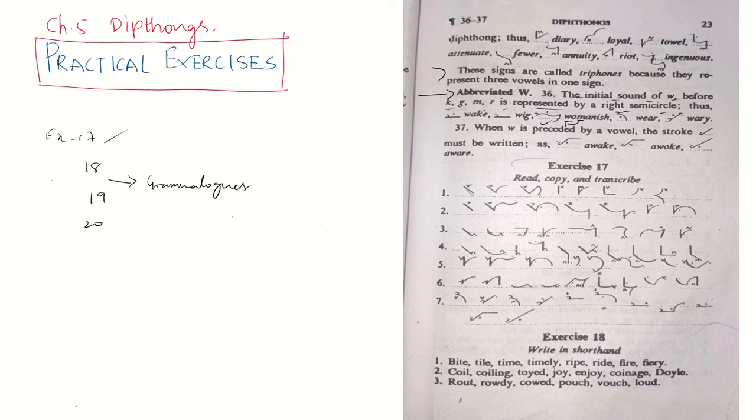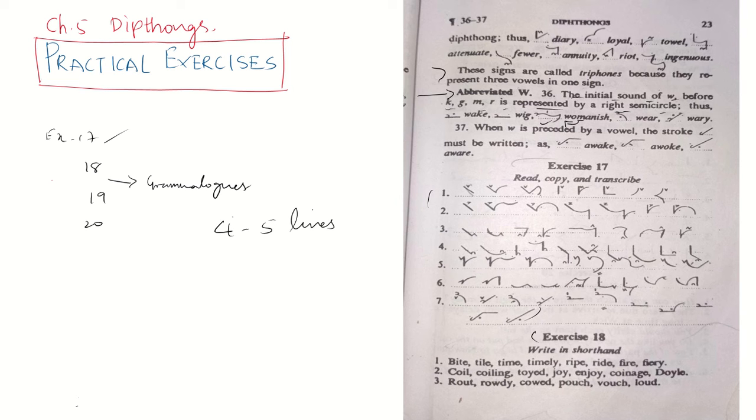So in exercise 17, as you know, you need to practice each outline 4 to 5 lines. Hope you'll practice them thoroughly. I'll provide you the key also, don't worry. So practice from here to here, up to 7. All these outlines you practice.